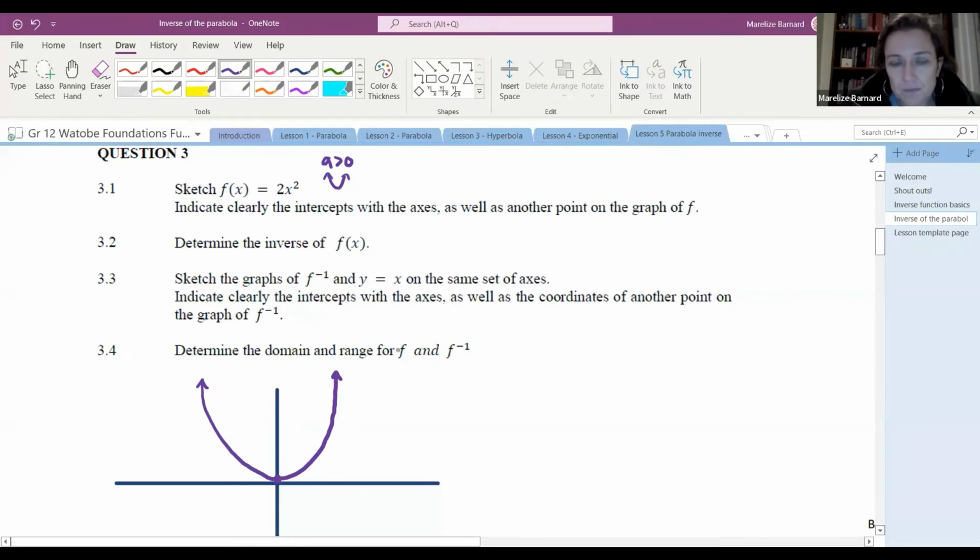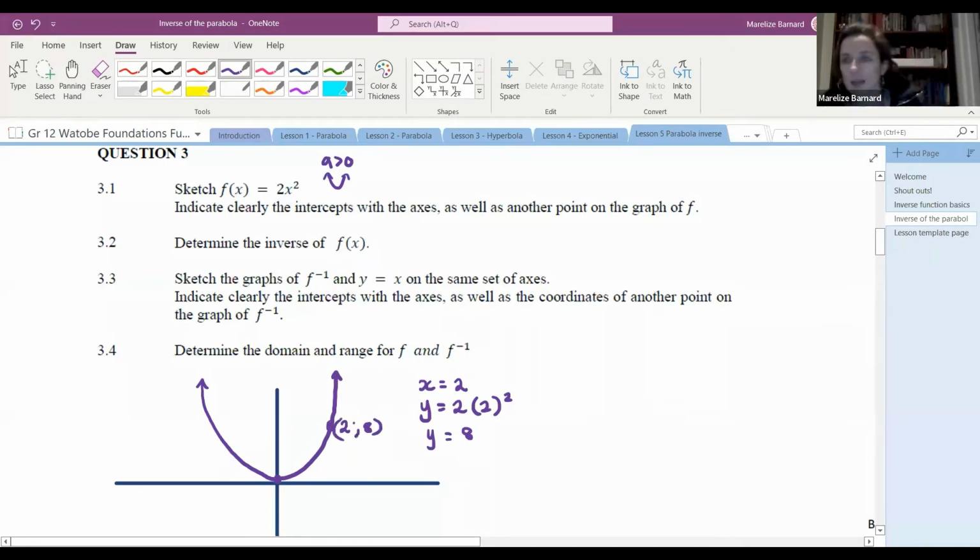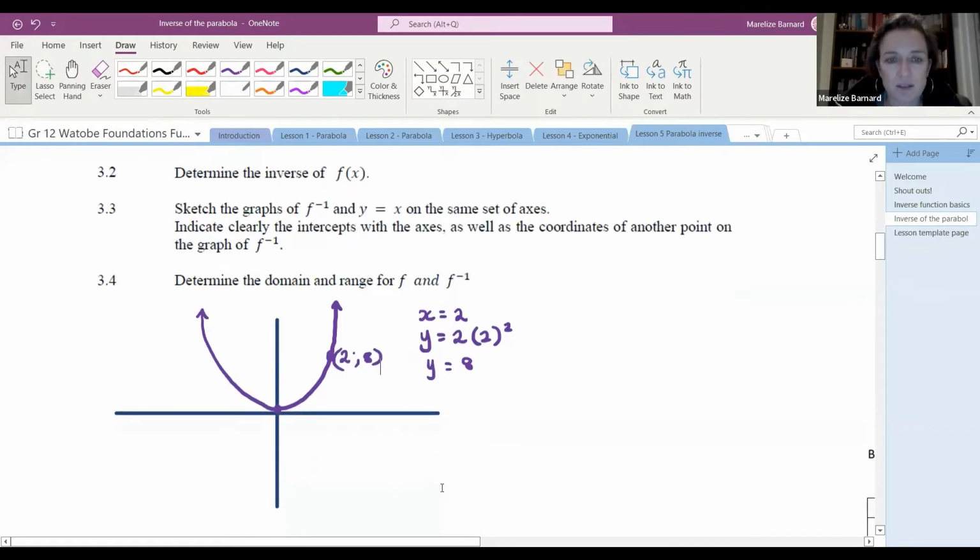And then you had to plot another point. So I made x equal to 2, and then if I sub that into my equation, y is 2 times 2 squared, so then y is 8. So my point that I chose is (2; 8). Okay, you can have another point. As long as you worked it out correctly and you substituted it in correctly, it's all good. Okay, so now the question asks, determine the inverse of f of x.